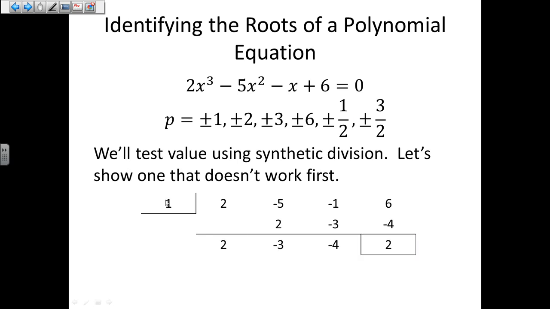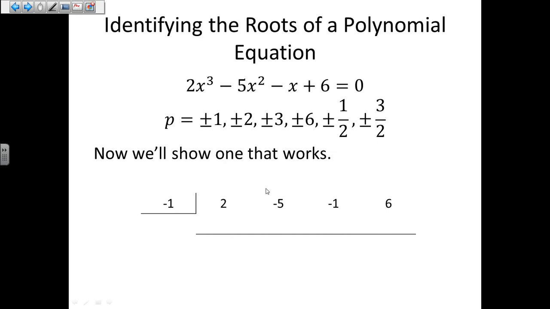I put 1 in my corner box and I do the whole multiplying and adding. I'm looking for 0 right here. I don't have 0. So that's what tells me that 1 does not work. Now, since 1 doesn't work at the beginning, it's not going to work in the middle, it's not going to work at the end. 1 does not work. Don't try it again. Let's take a look at one that does work.